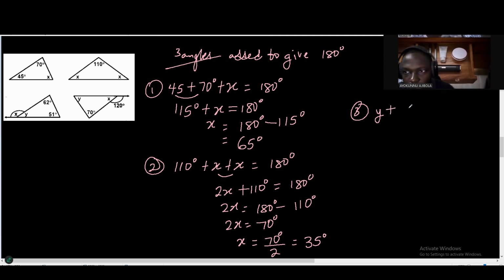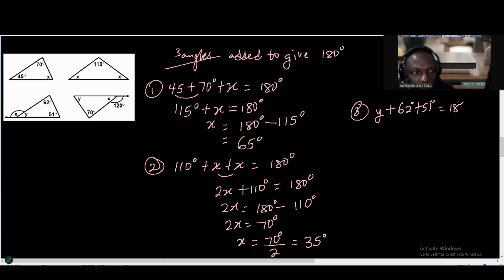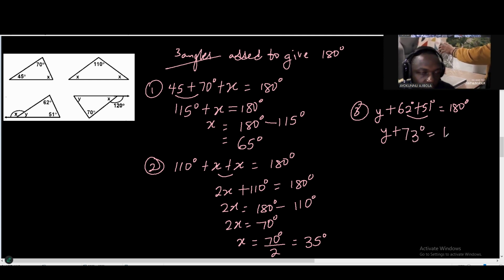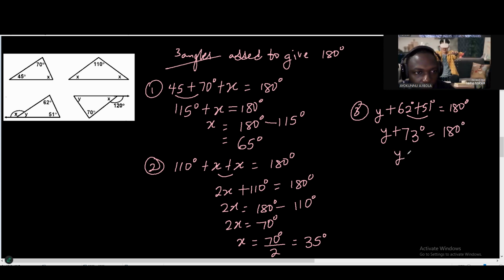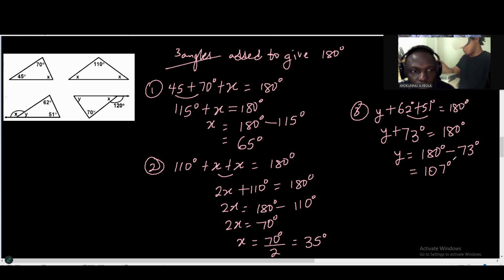So y plus 62 plus 51 degrees equal to 180 degrees, okay? So y plus, what is the addition of this? 73. Equals to 180 degrees. So what is y? 180 minus 73, and that's what? 107 degrees. Is that clear?